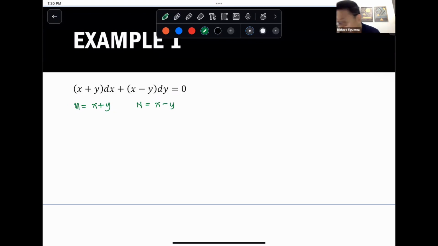So once we substituted that, we're going to partially derive m with respect to y. We're going to hold x constant, y to be variable. So if we partially derive it with respect to y, what's the derivative of x?